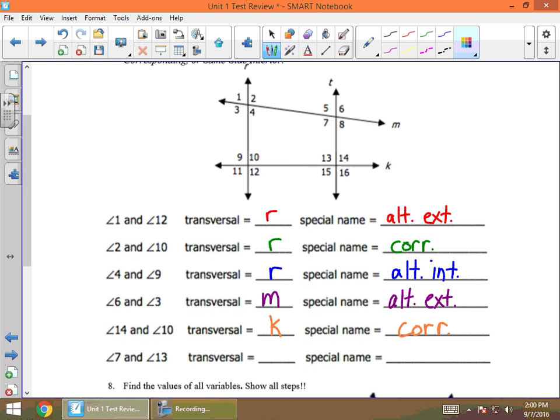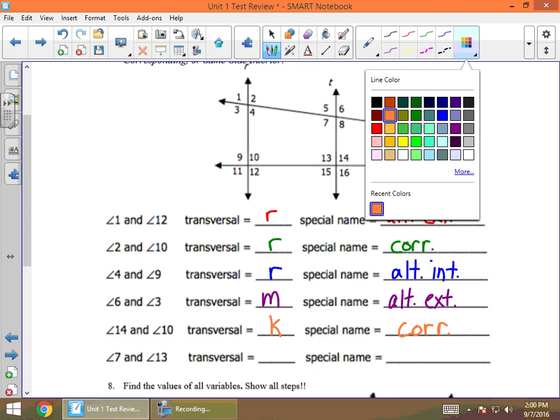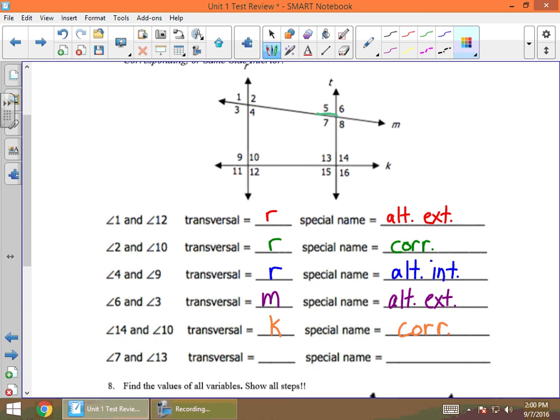And the last one, 7 and 13. So 7 is right here, and 13 is right there. Which line do they have in common? Looks like they have T in common. That is the transversal. And as I look at this, 7 and 13 are on the same side of the transversal. And they are now both inside. So same side.